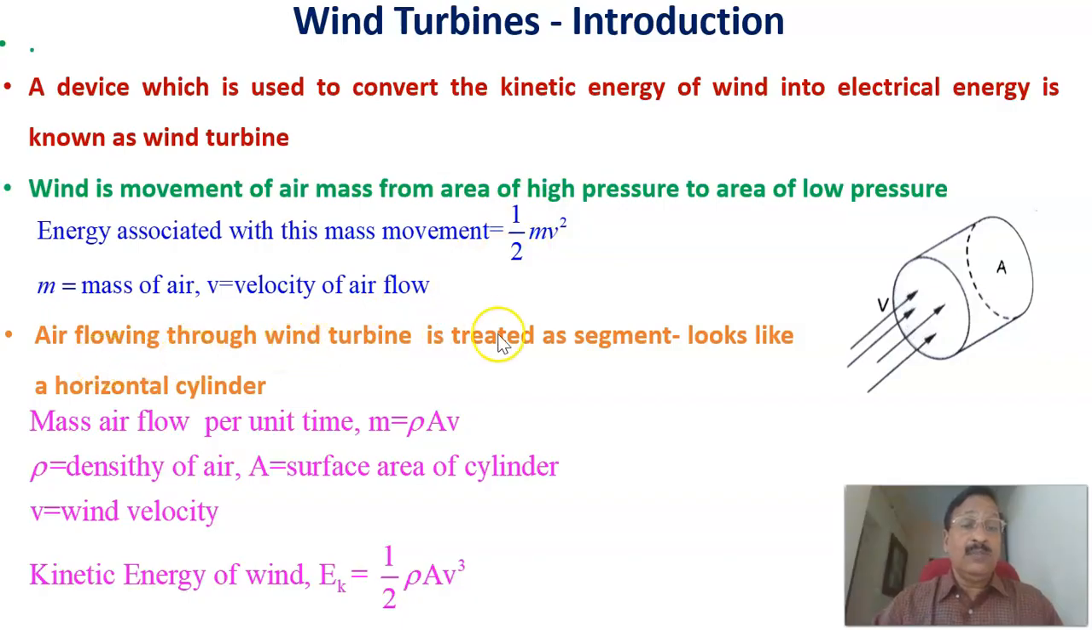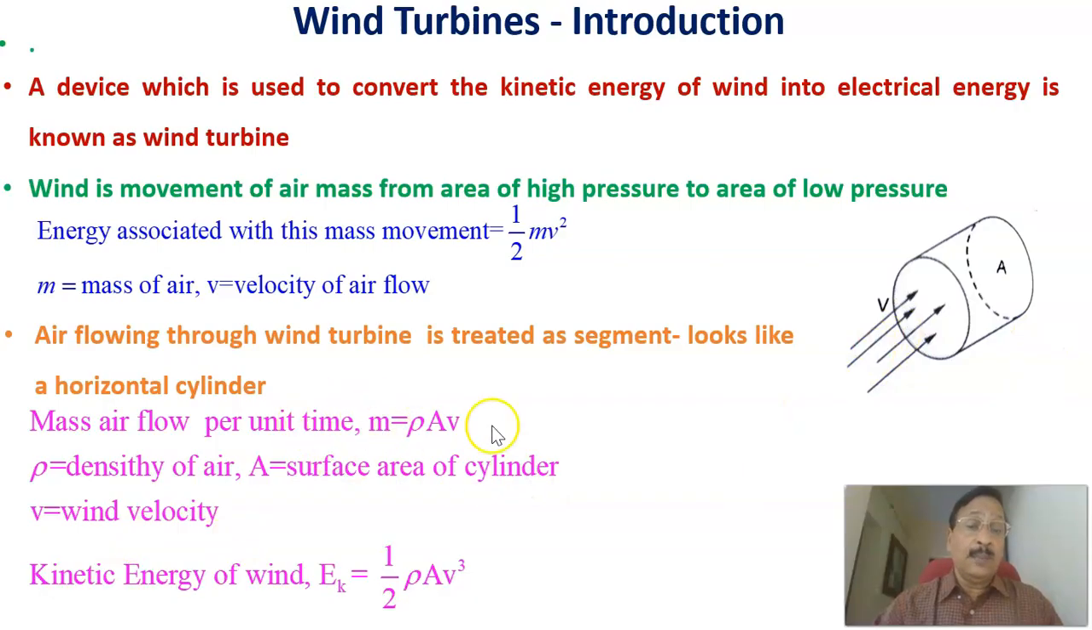Air flowing through the wind turbine can be treated as a horizontal cylinder. The mass airflow per unit time is equal to rho A v, where rho is the density of the air, A is the cross-sectional area of the cylinder, and v is the wind velocity.